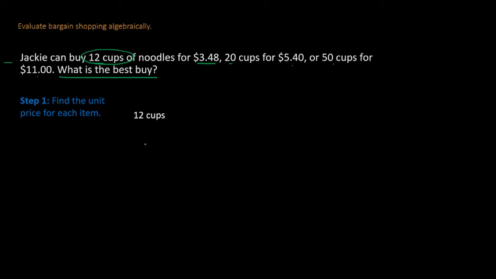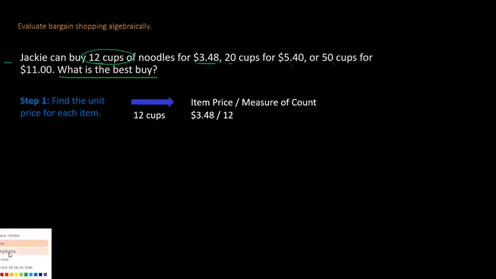The best way for me to compare these is going to be to ask myself, well, what am I really paying per cup in each of these situations? So I'm going to take the item price and divide by the number that I'm getting. So for example, if the price is $3.48, I'm going to take that price and divide by 12. That's the total number of cups I get for that price. And that tells me that I'm going to end up paying 29 cents per cup.